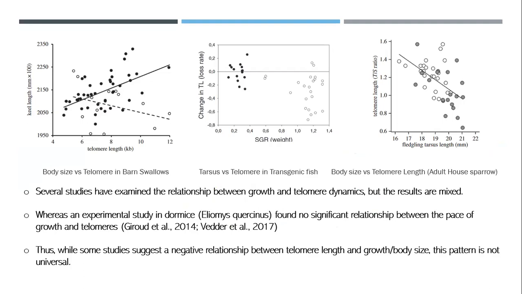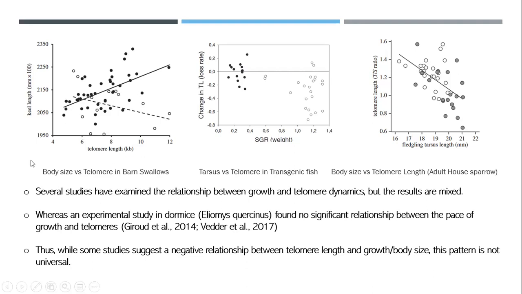So as of now, I've said that there is a relationship between growth and telomeres, growth and lifespan, and that might be mediated through telomere dynamics. If we go back to the concept of life history trade-offs, we would expect that they would be negatively related, because if you're investing more in growth, you won't have enough to invest in telomeres, or if you're investing a lot in telomeres, you won't have enough to invest in growth. But there have been a lot of studies done on this, and the results are usually mixed.